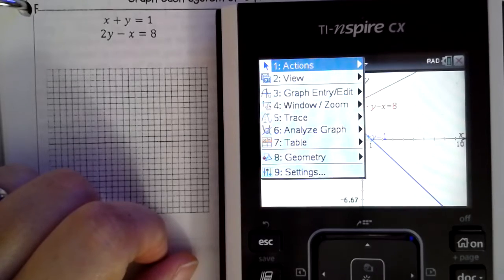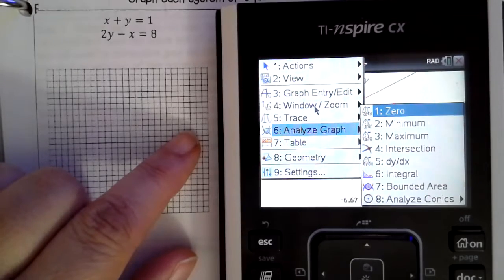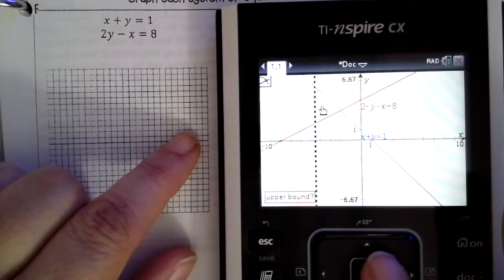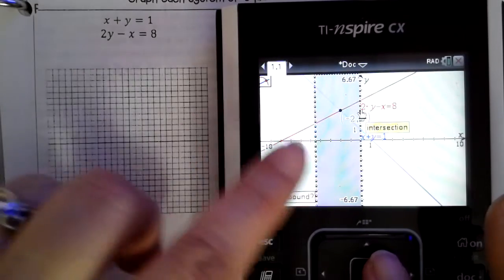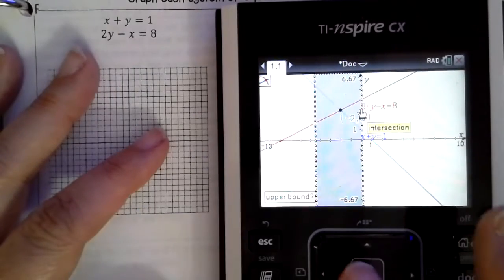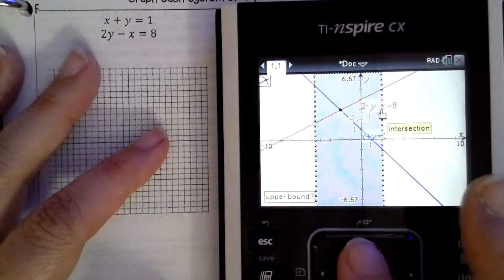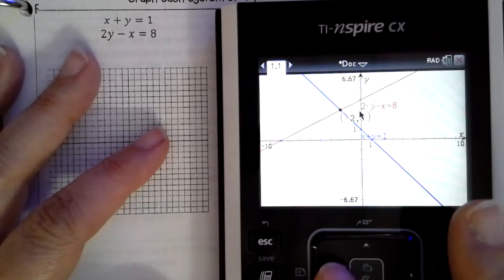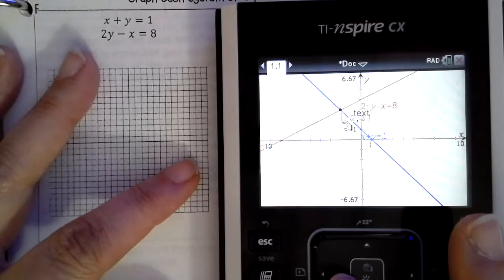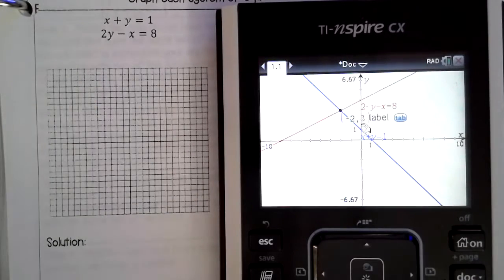So we're going to push menu 6, 4 for intersection, and it's going to come up with this dotted line, and then you just push enter on one side of the dot and then keep going past until it pops up. And our answer is going to be the intersection of -2, 3. So both parts of that is the answer to the equation.